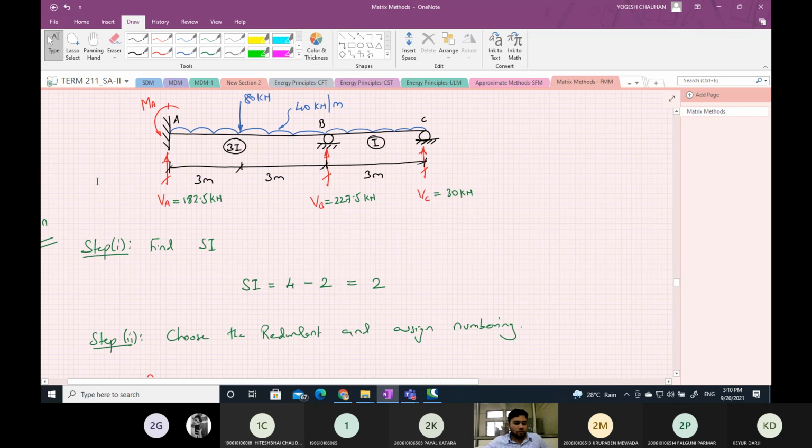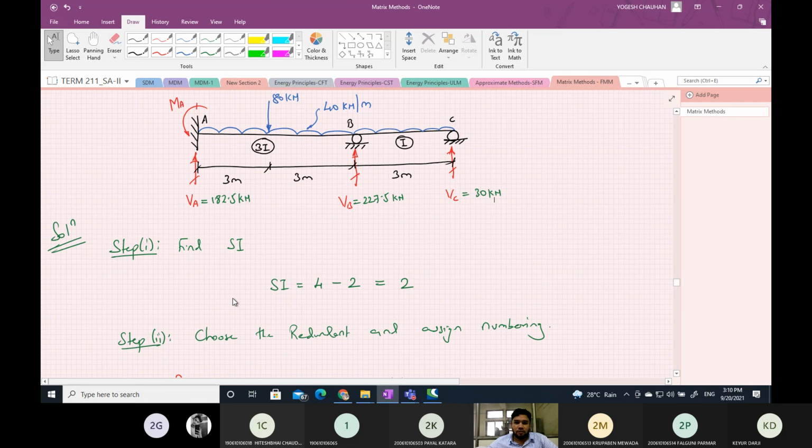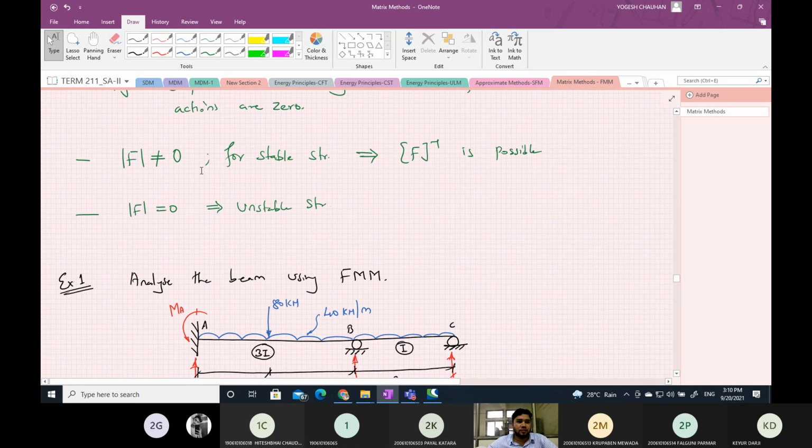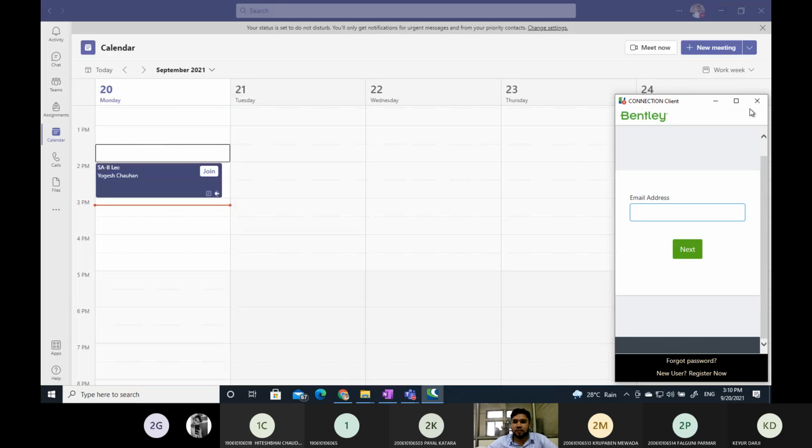Okay, so with this this example is completed. So we stop here, and in the next class we'll take 2 more examples related to flexibility matrix method. So let's end the meeting here. If you have any doubt, we can discuss now.